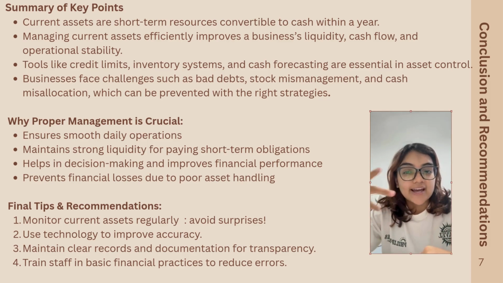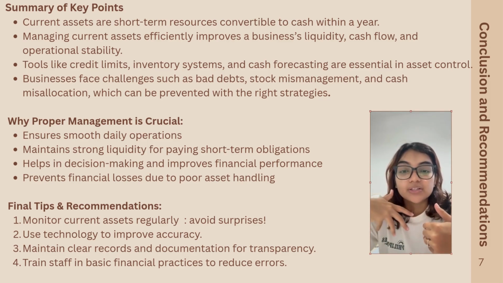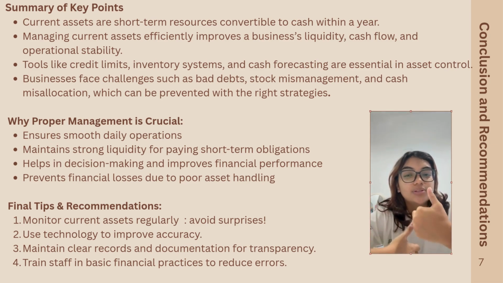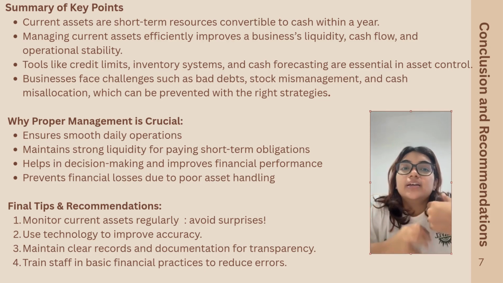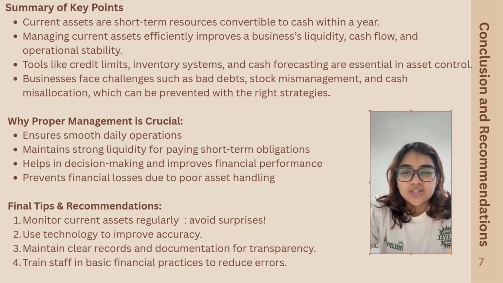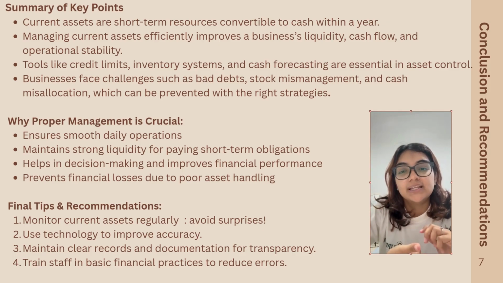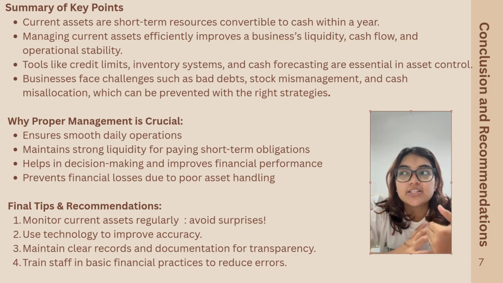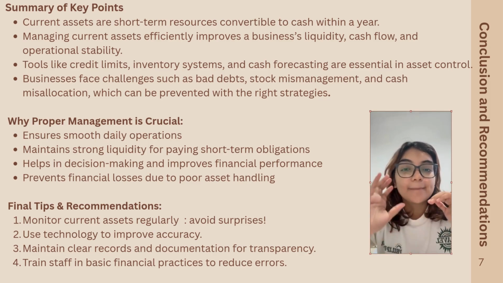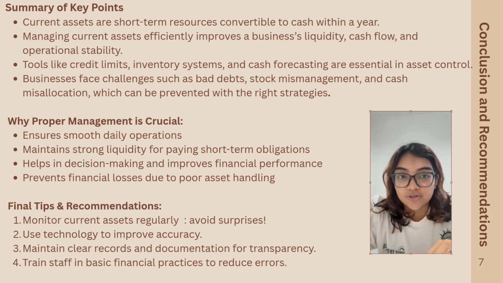I will be presenting the summary of key points from our entire presentation. Firstly, we learned that current assets are short-term resources that can be converted into cash within one year, and they include things like cash, accounts receivable, inventory, and prepaid expenses. Managing these assets properly is not just about tracking money, it's also about maintaining liquidity, supporting cash flow, and operational stability. Techniques such as setting credit limits, implementing an effective inventory system, and conducting regular cash flow forecasting play a very vital role in asset control.